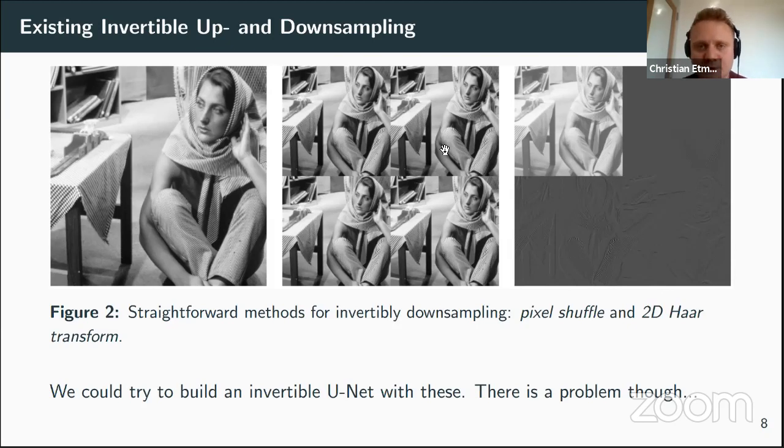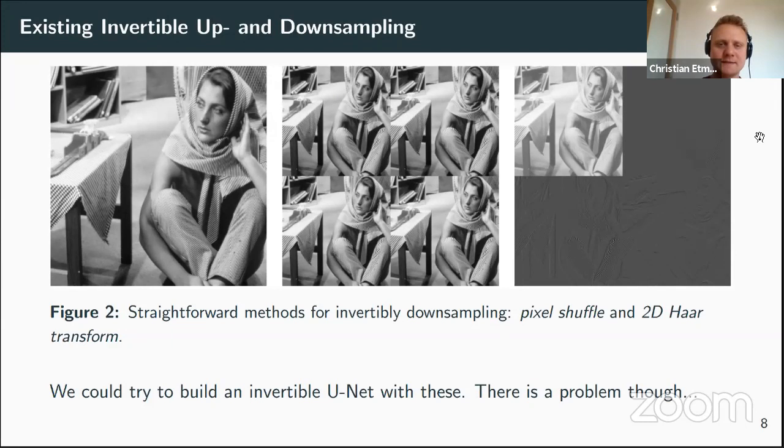Another very classical method, which comes from image processing, is for images the 2D Haar transform, which transforms an image into 4 channels in this case, such that we get approximation coefficients, which gives you basically what looks like a downsampled version of the image itself, and also edge information. So we have horizontal, vertical, and diagonal edge information. And this is actually an invertible transform, and it would be possible to build an invertible UNet with these.